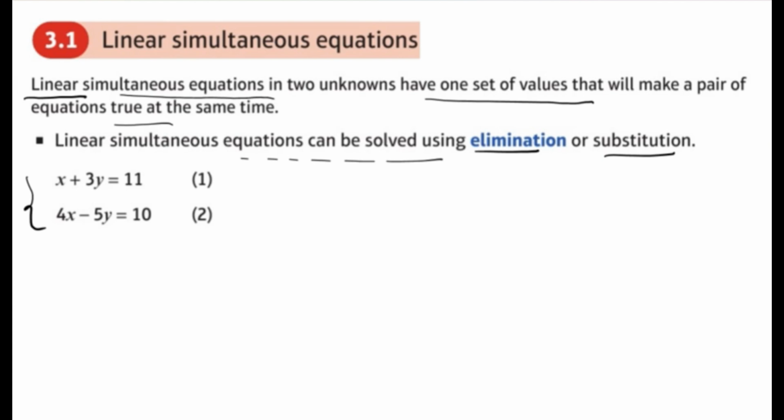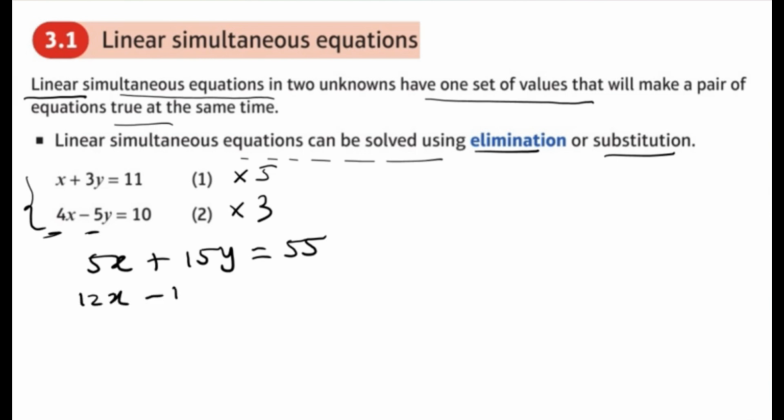For that, either you can make the x coefficient the same with opposite sign, or you can make the y coefficient the same with opposite sign. Here I will make the y coefficient the same. So for that, I multiply the first equation by 5 and the second equation by 3. The first equation multiplied by 5 gives 5x plus 15y is equal to 55. The second equation multiplied by 3 gives 12x minus 15y is equal to 30.